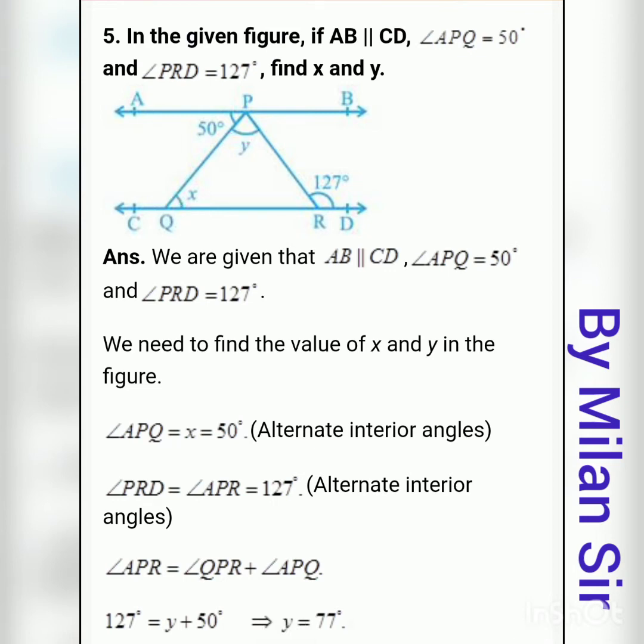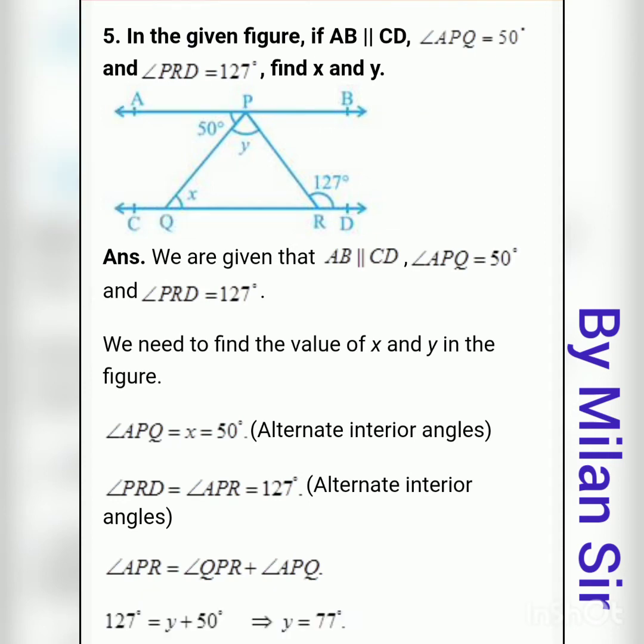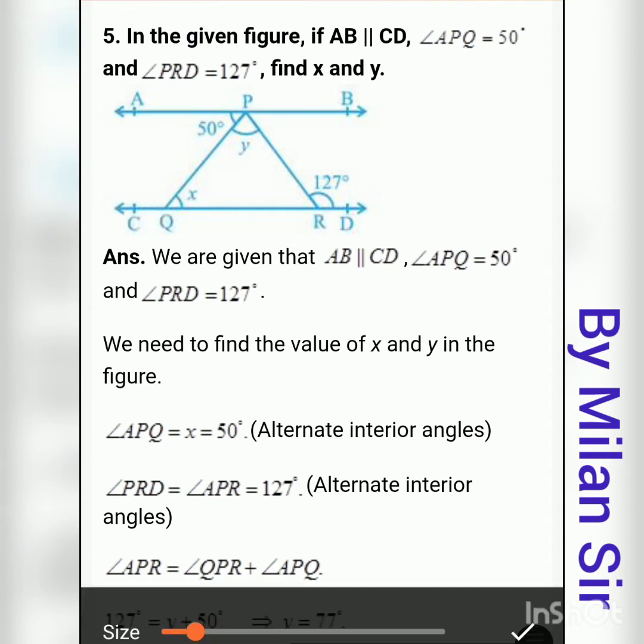Here first of all, these two lines are parallel lines, that is given to you. Now first of all we can easily find the value of x. Because here we have one Z shape, so this angle is 50 degree, so this is even 50 degree.